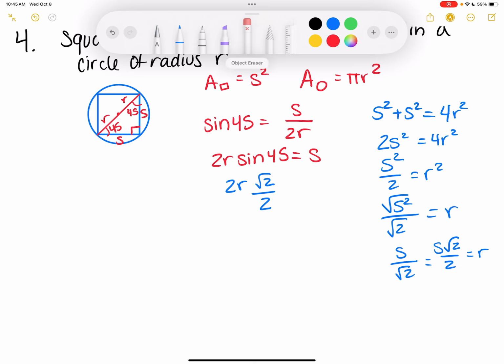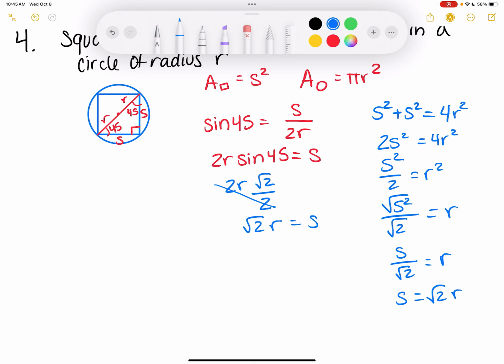Actually, hold on. Wait, let me backtrack here. I messed up. I forgot. I need s by itself, not. So then I would have s is equal to the square root of 2r, which would be the exact same thing I would get over here. Okay. Yeah. So, yeah, it would work.